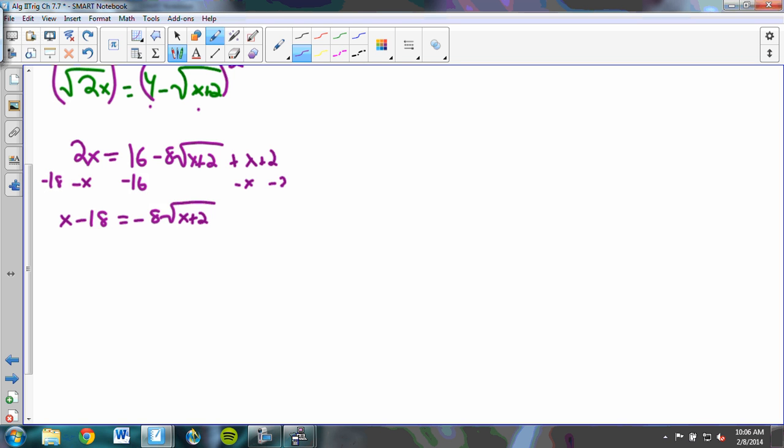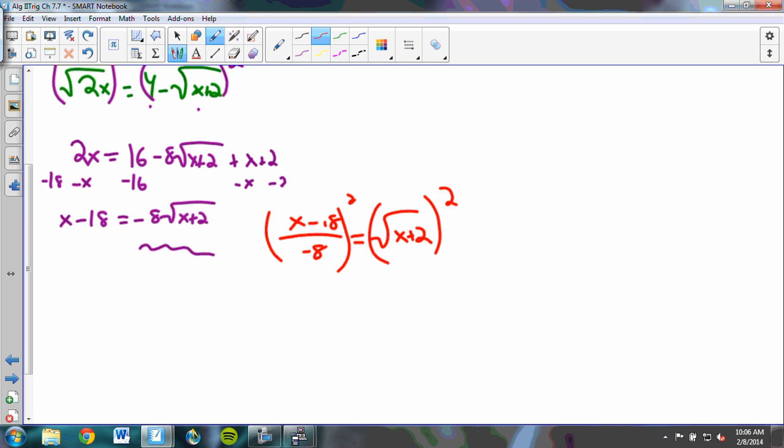Now I could get that negative 8 to the other side if I wanted to. At this point, I'm down to a monomial over here. That's a monomial. I like monomials. I'd rather have what I have right now than have this. I could divide both sides by negative 8. I get x minus 18 over negative 8 equals the square root of x plus 2. And then from there, I would square both sides, and that would come out to an 8 or 18.